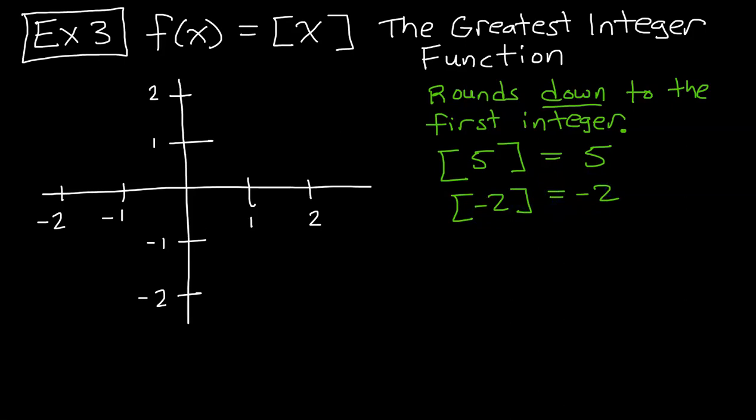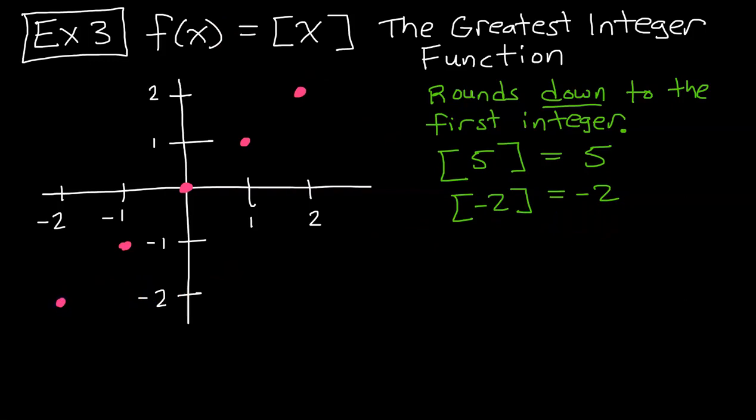So that gives us several points on our graph right away, because the integer function of 0 is 0. The integer function of 1 is 1. The integer function of 2 is 2. -1, -1. -2, comma, -2.